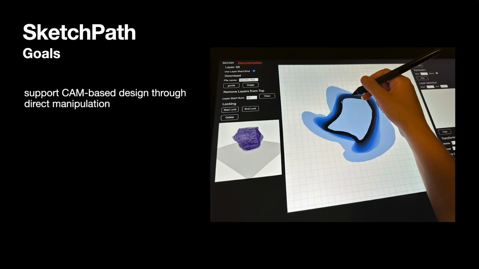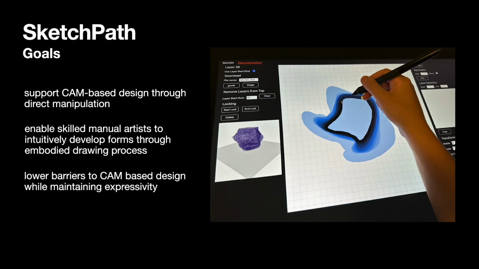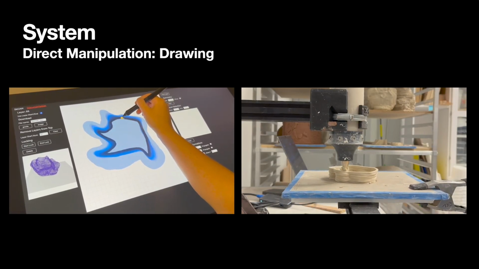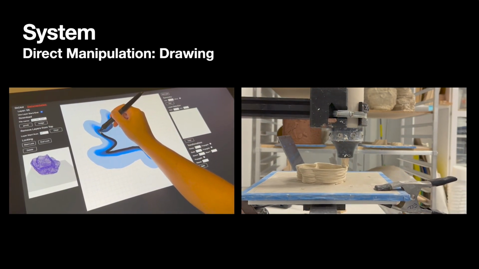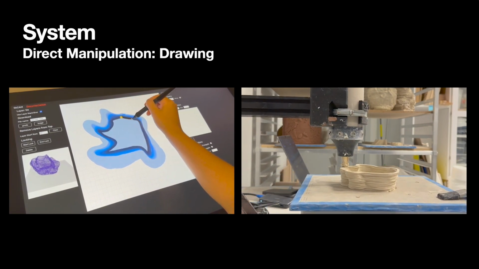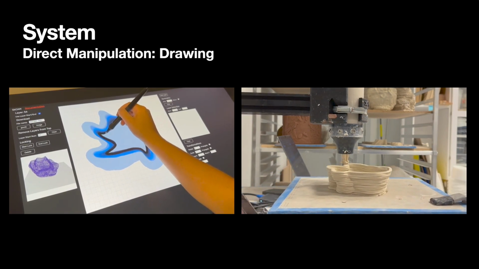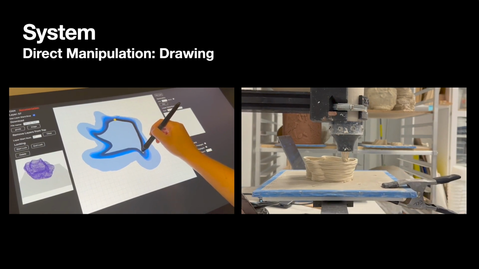Our goals with this work were to support CAM-based design through direct manipulation, enable skilled manual artists to intuitively develop forms through an embodied process, and to lower the barriers to CAM-based design while maintaining expressivity. With SketchPath, the artist draws the exact toolpath the clay 3D printer will follow when it prints the form, working from the base of the form up to the top, just as the printer does. This provides control over the toolpath, surface texture, and form development through a graphic representation and a direct manipulation interaction.